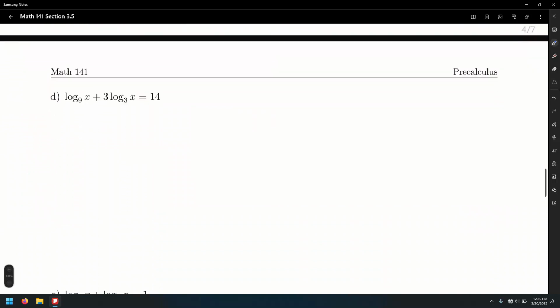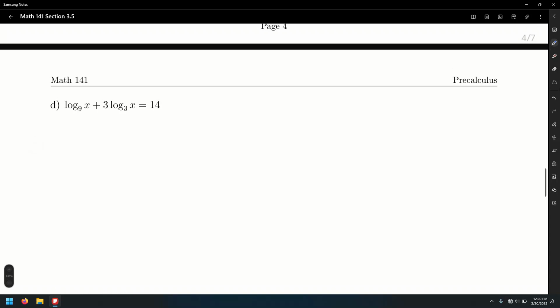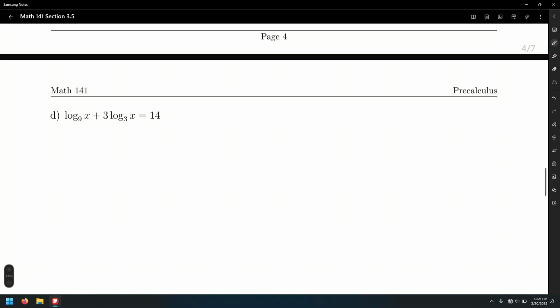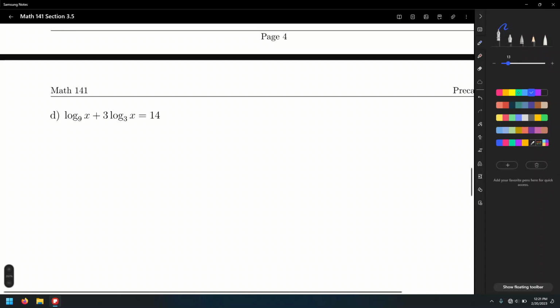All right, let's look at another one. So for this one, what do we have? Log base 9 of x plus 3 log base 3 of x, and that equals 14. Now in this case, we need to be very careful because it looks like we can do the following. Basketball the exponent, and then log base 9, no need to write this yet, just log base 3 of x cubed, and then combine this into one single log: log of x times x cubed equals 14.